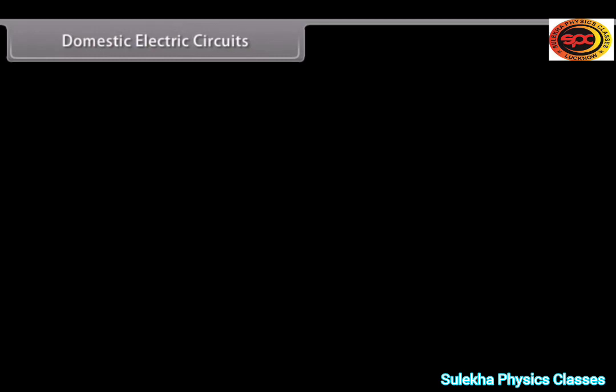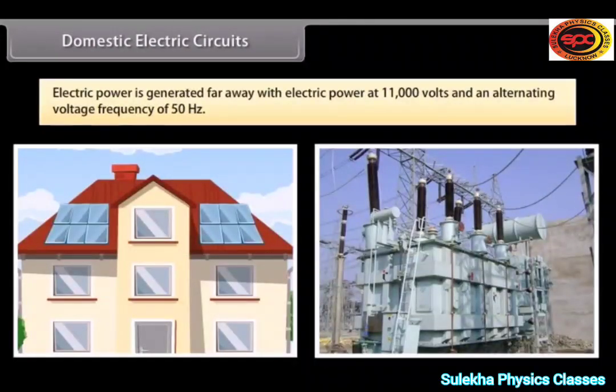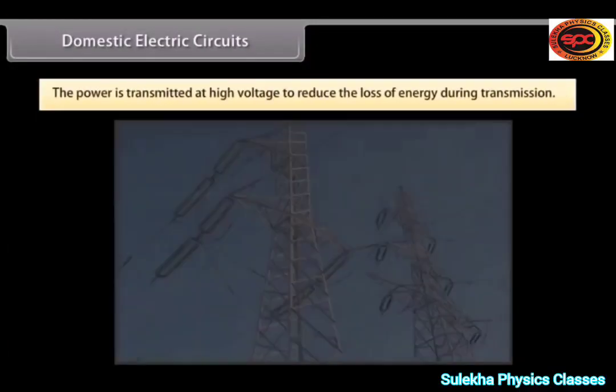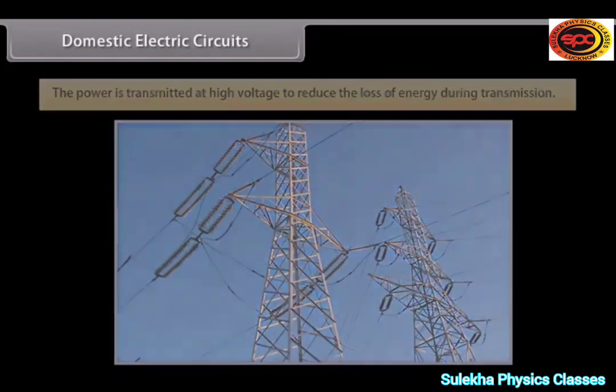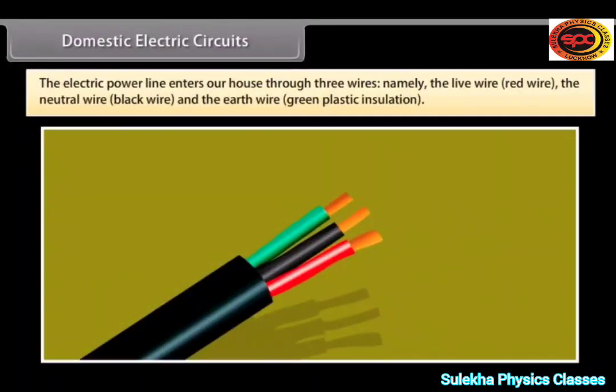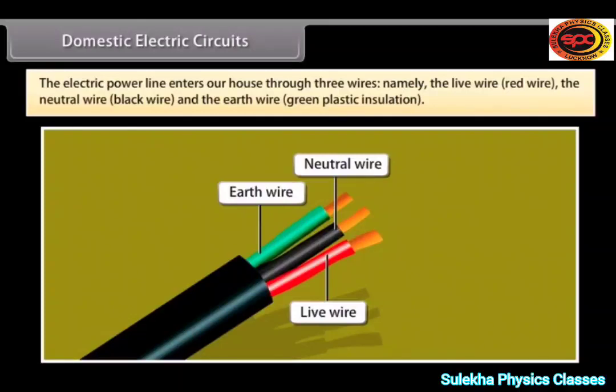Domestic electrical circuits. Electric power is generated far away from the places it is consumed. At the generating station, the electric power is generated at 11,000 volts with an alternating voltage frequency of 50 Hz. The power is transmitted to the places of consumption at high voltage to reduce the loss of energy during transmission. The electric power line enters our house through three wires, namely the live wire, red, the neutral wire, black, and the earth wire, green plastic insulation. The live wire has a high potential of 220 volts and the neutral wire has 0 potential. Thus, the potential difference between the live wire and the neutral wire is 220 minus 0, which equals 220 volts.